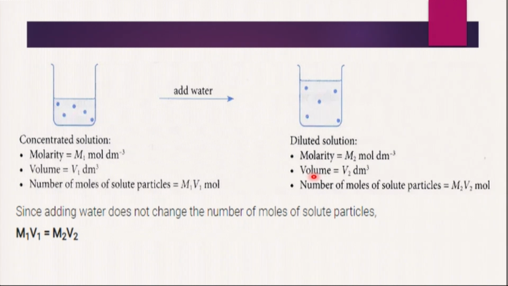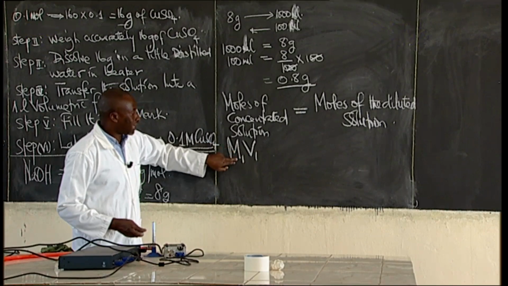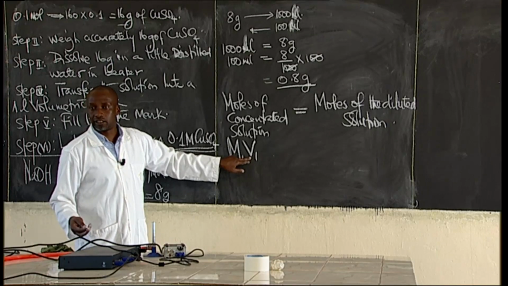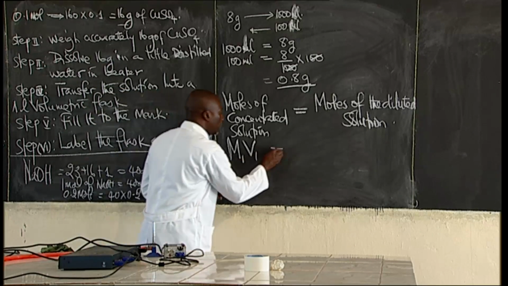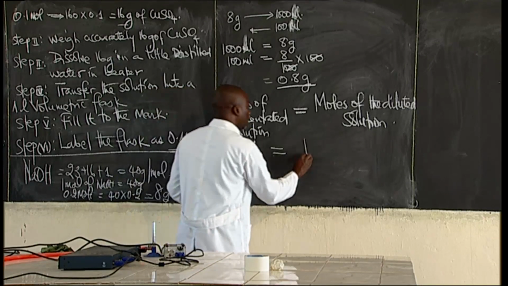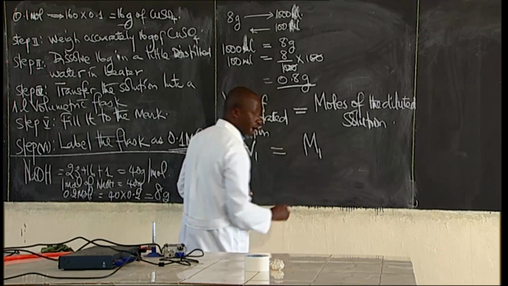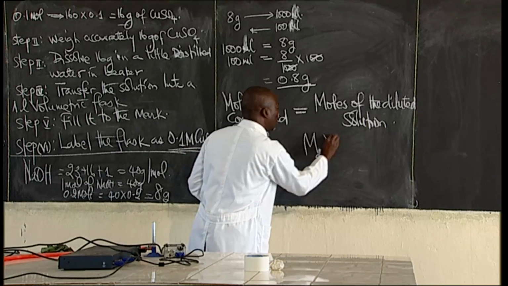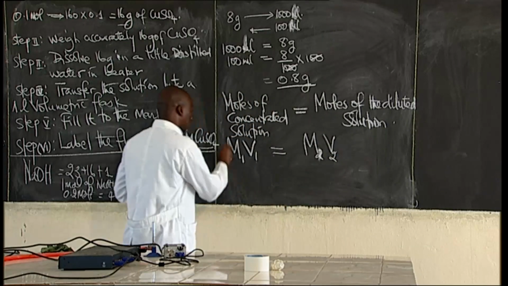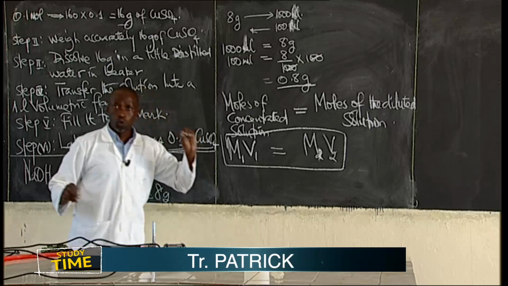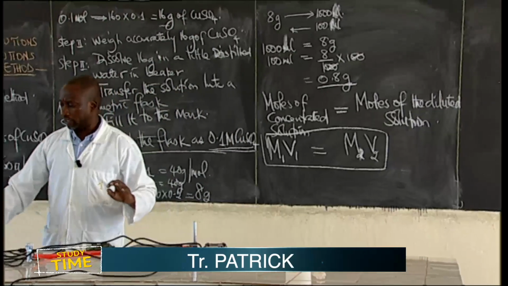These are the moles. This represents the moles. Moles is equal to the molarity times volume. The volume has to be in liters. This is the moles of the concentrated solution, and it is equal to M2 V2, because it has changed. This is what you are expected to recall always.